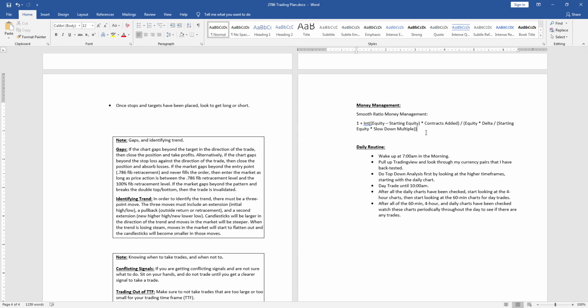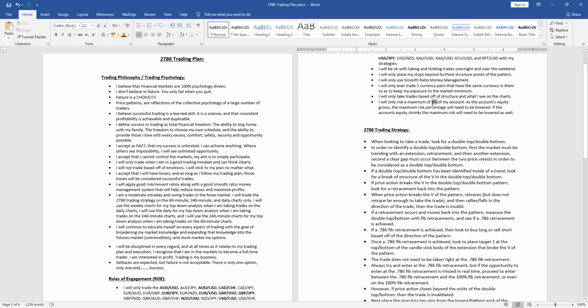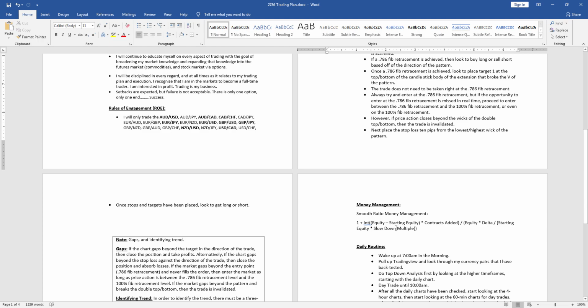Some people use a fixed ratio money management. I will only risk a maximum of like this 3%, right? But sticking to a fixed ratio money management technique is very difficult and will cause your trading to, I guess you would say, take longer. It would make it very difficult for you to increase your account size. Let's just say that. It would take longer, versus with the smooth ratio money management technique, you will be able to grow your account at a much more reasonable rate.